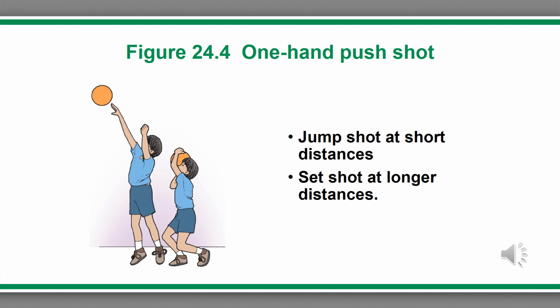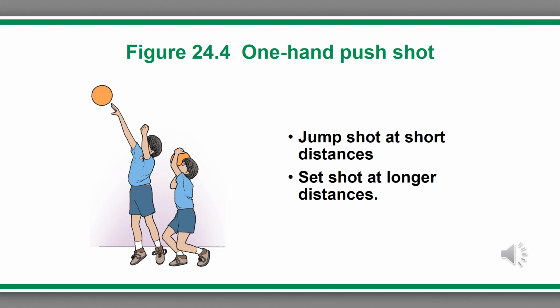One of the types of shots they show is a picture on page 605. It's called the one-hand push shot, is how they label it, but a lot of people just call it the set shot. I want you to know this set shot is good for longer distance, like 3-pointers and such, or around the free throw line, that far out.